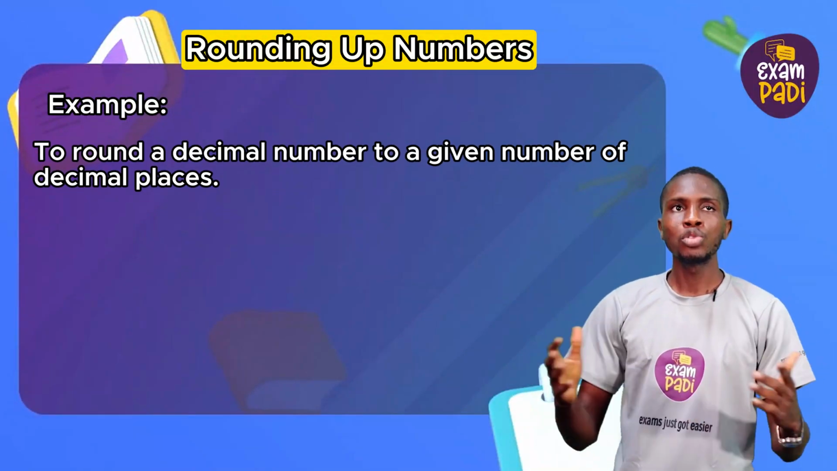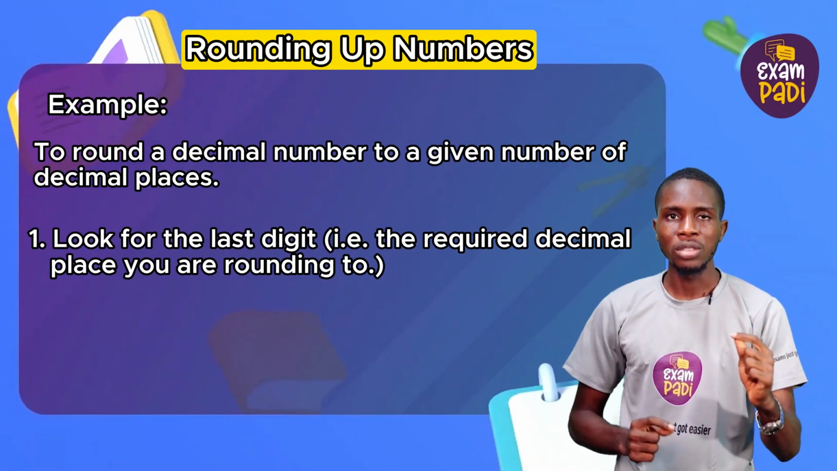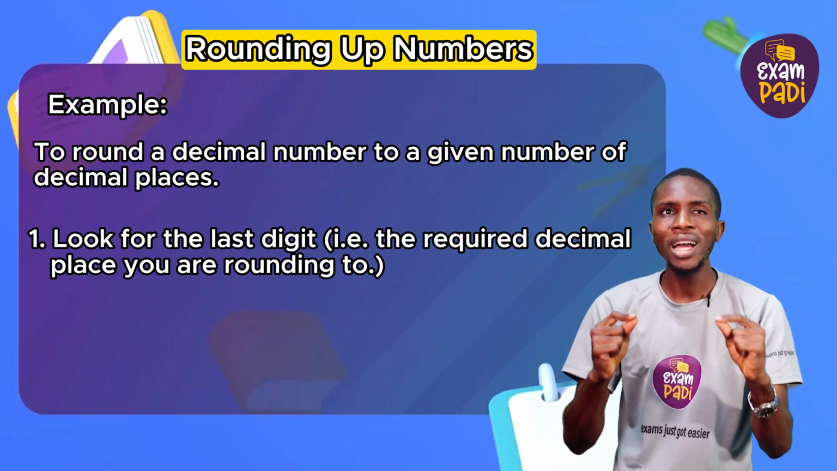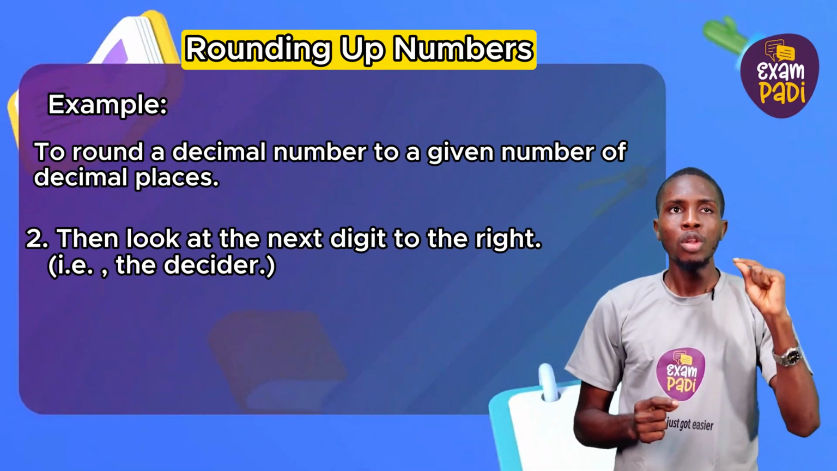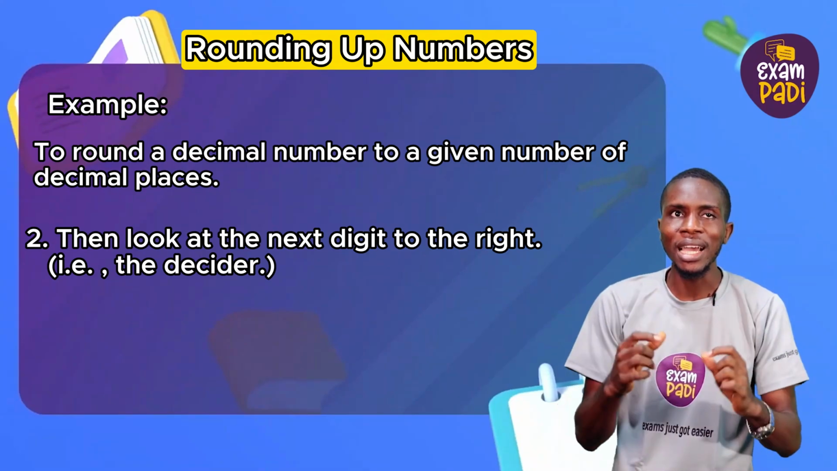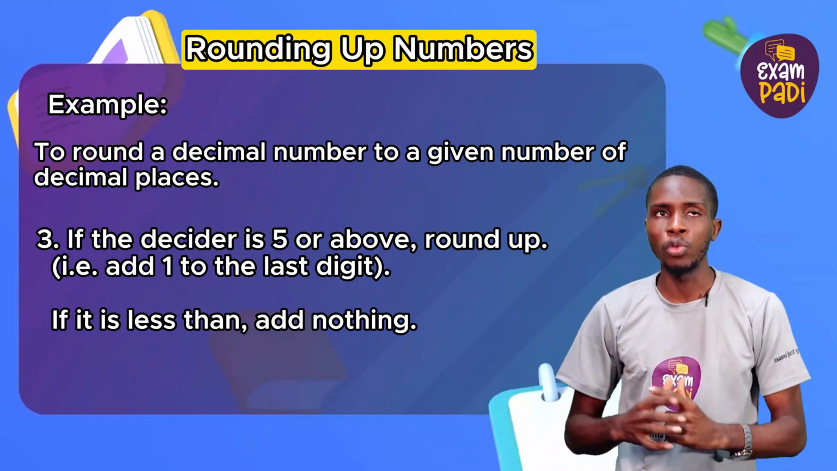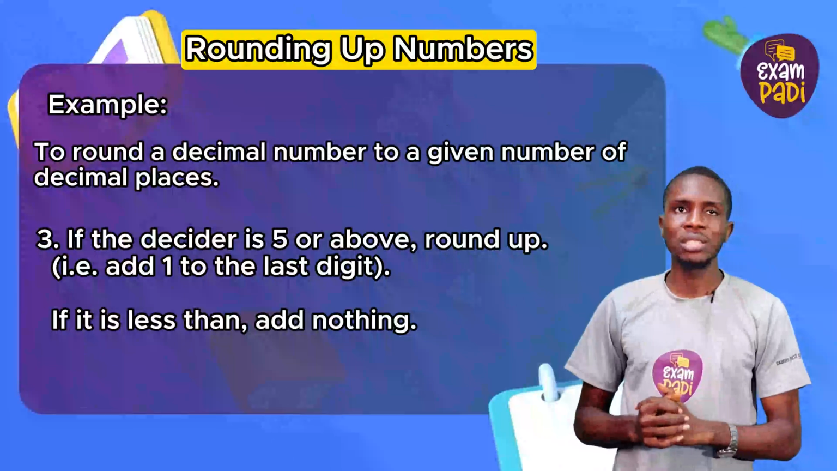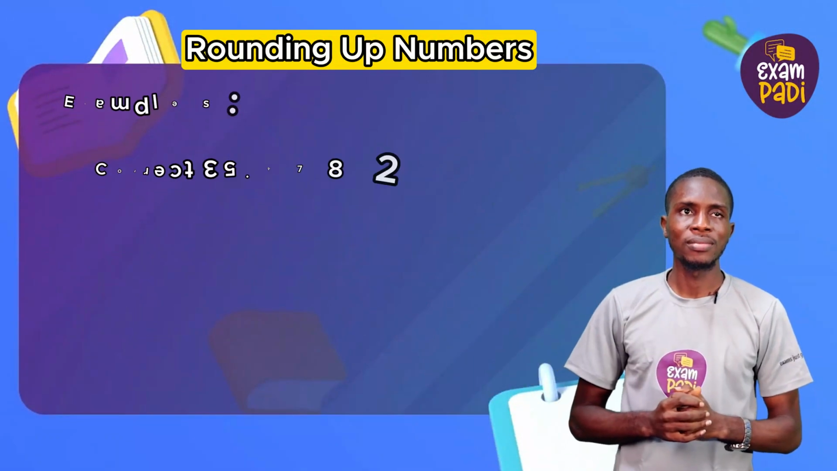To round a decimal number to a given number of decimal places: 1. Look for the last digit, that is, the required decimal place you are rounding to. 2. Look at the next digit to the right, that is, the decider. 3. If the decider is 5 or above, round up, that is, add 1 to the last digit. If it is less than 5, add nothing.